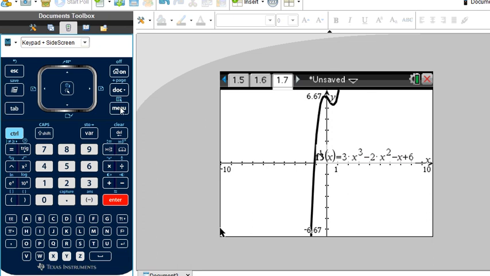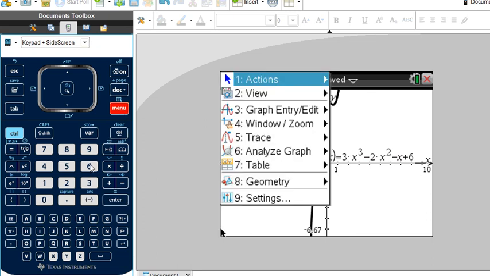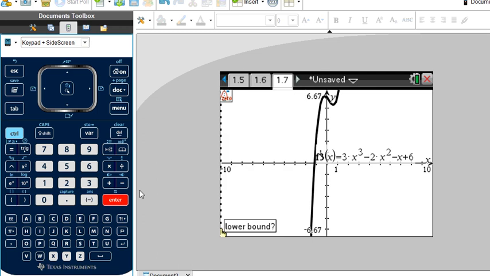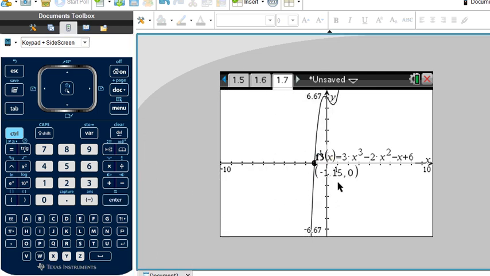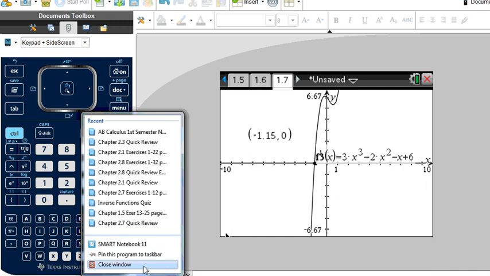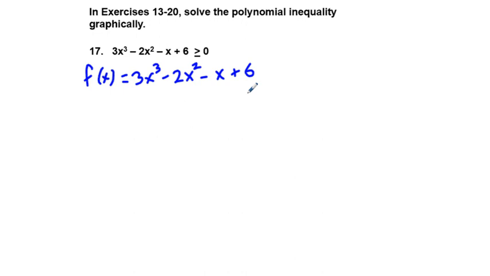So I'm going to go to menu right now, menu, analyze graph, 0. We're going to go to the left, to the right, we get a 0 of negative 1.15. So we go back here, and so we have a 0, x equals negative 1.15, and we're interested where the function is greater. So the function only crosses once, greater than or equal to.